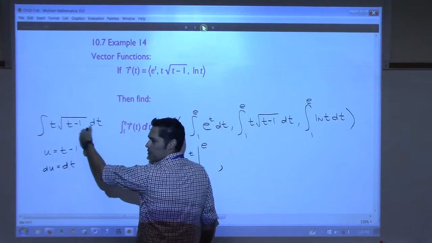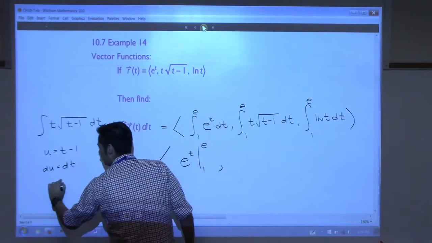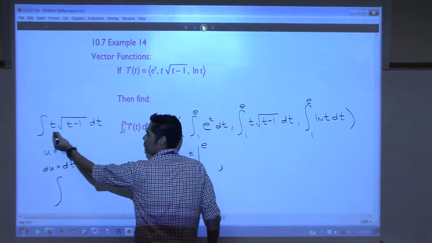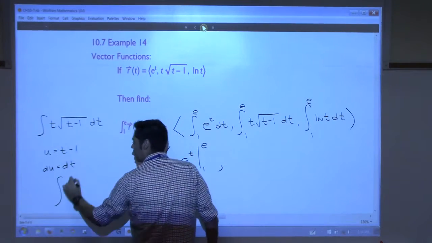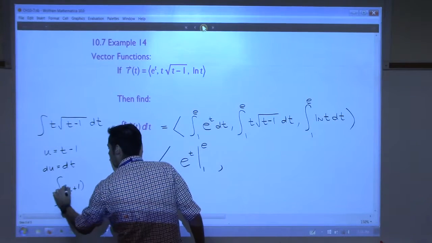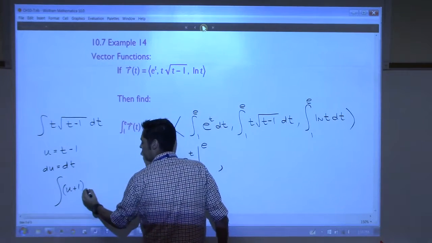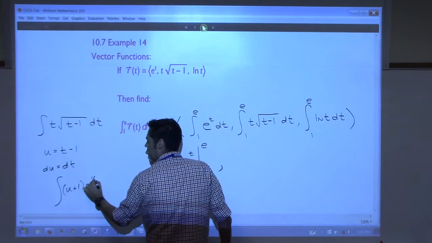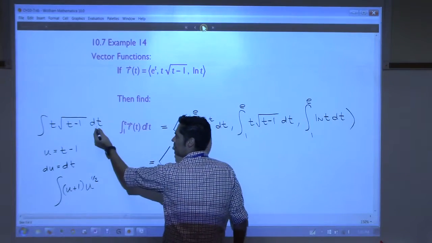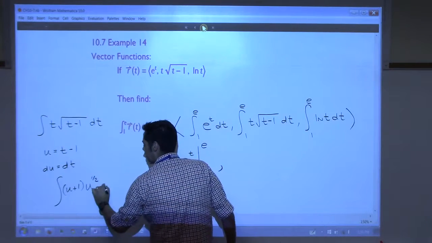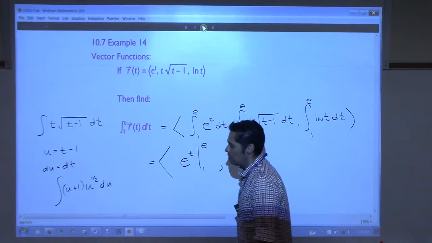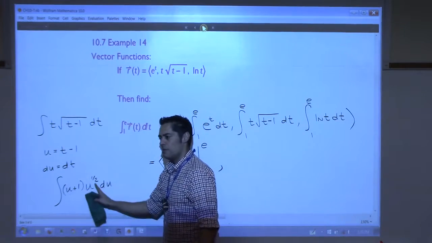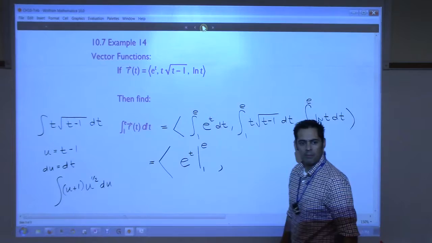And then I would just go about rewriting the whole integral in terms of u. So what can I replace t with? U plus 1. Just take this equation, solve for t. So u plus 1. And then what can I replace square root of t minus 1 with? Square root of u, which I'm going to write instead as u to the half. And then dt, I replace it with du. So that's what that new integral becomes. That's easier to integrate, isn't it? Because you can just pass the u to the half through and then integrate term by term.